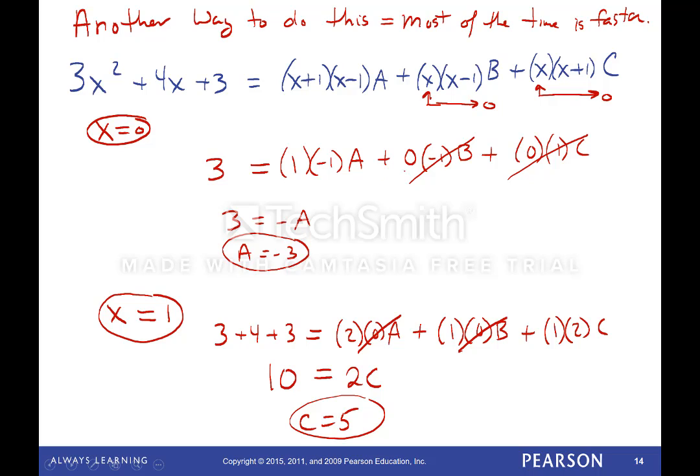Let's do one more. It looks like I have c and a. Now I need to figure out how to zero out a and c, so I can have something left with the variable b in it. Well, notice the common factors. x plus 1 is also a factor with a, and x plus 1 is also a factor with c here. So how about negative 1? That would zero those guys out.